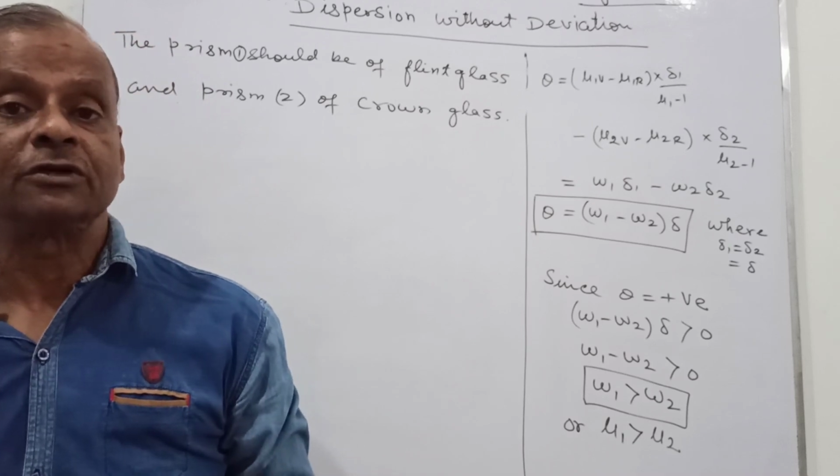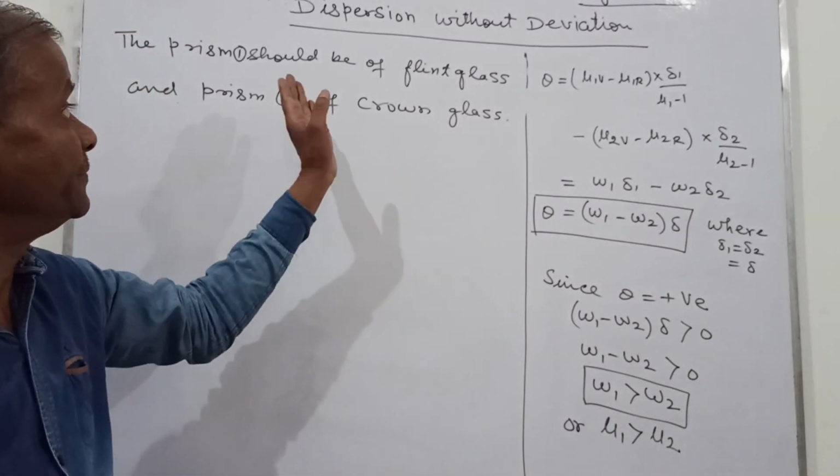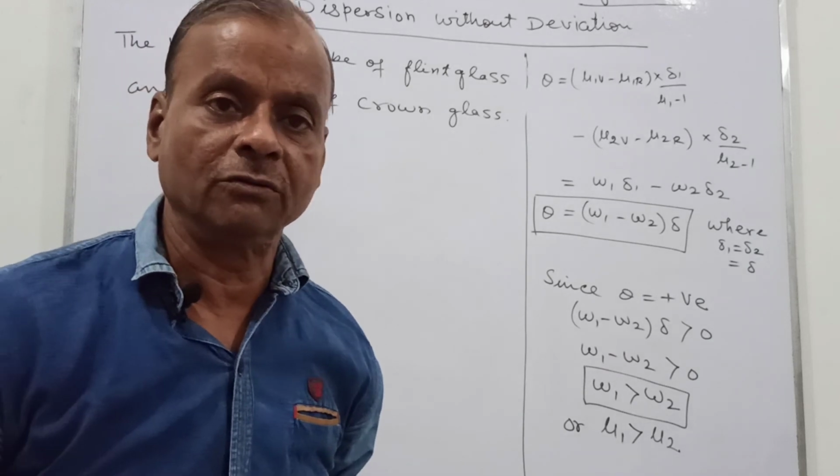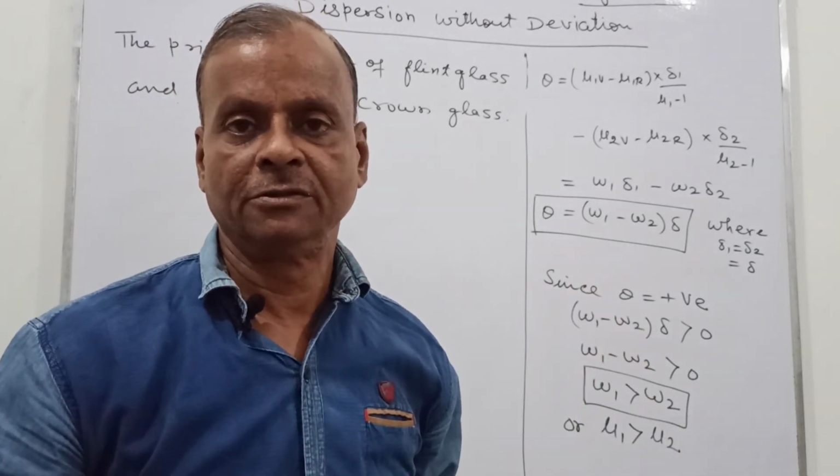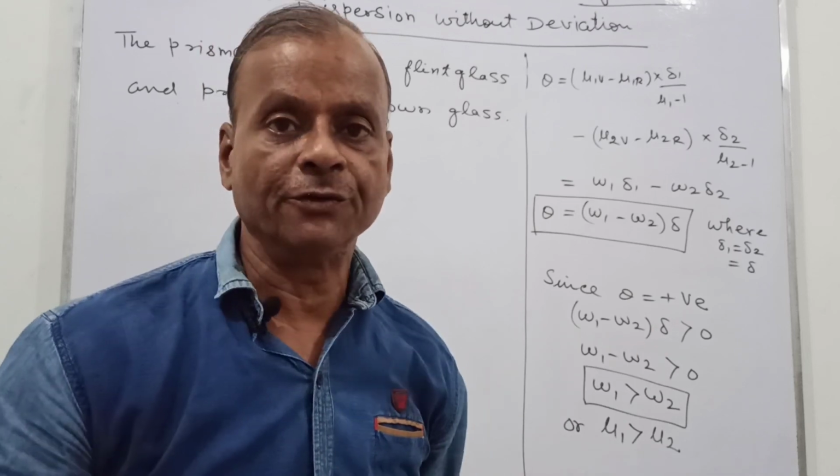We have one more condition in which there is deviation but no dispersion at all. That is called the achromatic combination of prisms. That I will tell you in the next video.